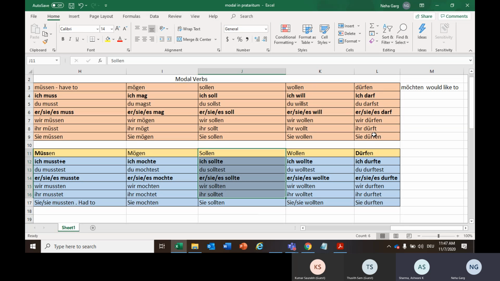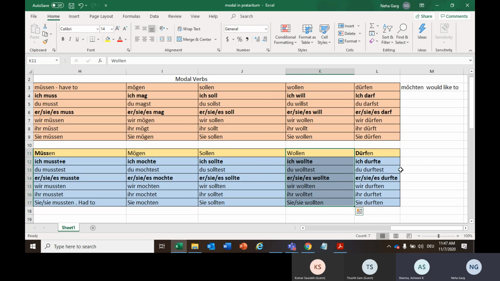Yeah. So sollen starts with ich sollte, du solltest, sie es sollte, wir sollten, ihr solltet, sie sollten. Now, sollen in past tense also in English remains should, like I should do that. In past tense also I'll say that, but in German we add extra t here. So there is a difference.